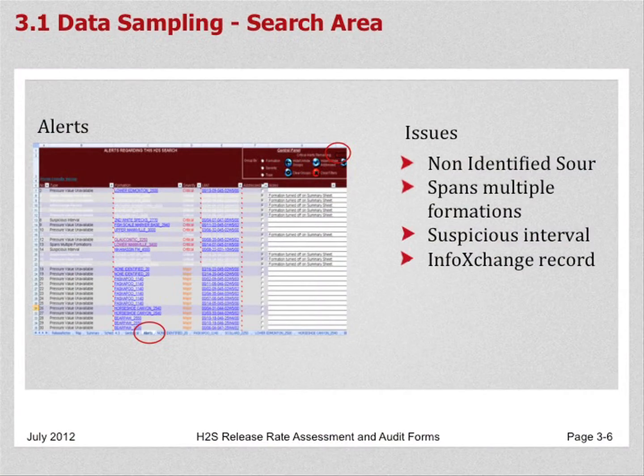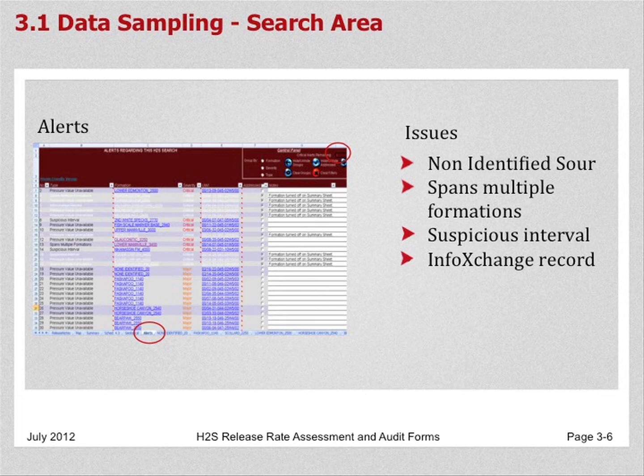Spans multiple formations, as I described before, is a depth interval that goes across different formations. Make sure you're aware of those and you're dealing with them. Suspicious interval: if we've come across a sample where the depth interval doesn't coincide with the completions that had been done on the well, that's certainly an area of concern, because it's impossible to have taken that gas analysis at said depth.